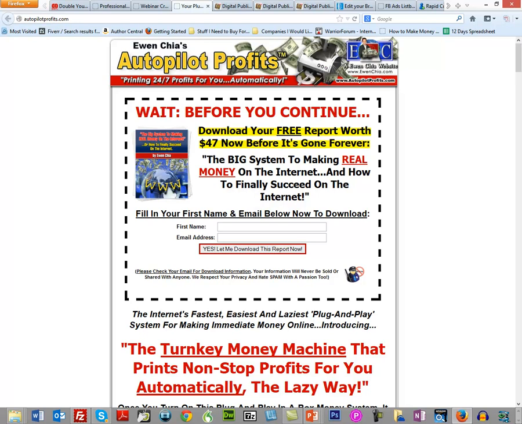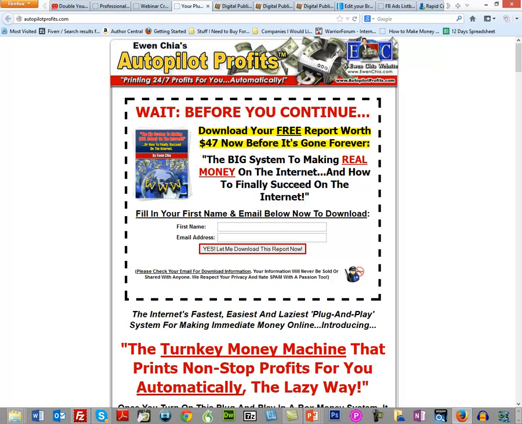Autopilot Profits. And just see how he does things, see how he writes his emails and gets people to buy. Okay, you don't have to buy anything, but you do want to take note of what he's doing and how he's doing it. Now, you'll notice there's a squeeze portion, right? He's asking for your name and email address, right at the top, at the very first thing you're seeing. He's trying to grab your attention, and that's why, in big red letters, it says, wait before you continue.